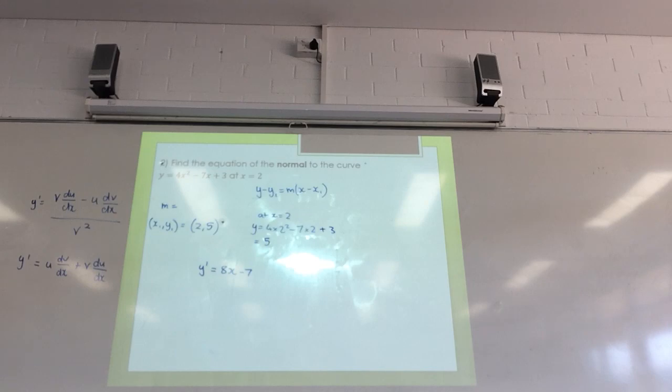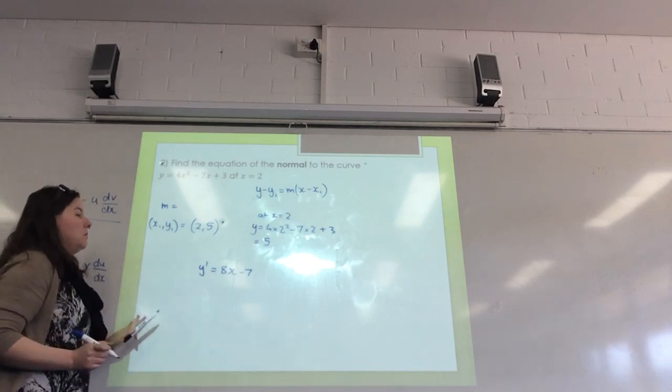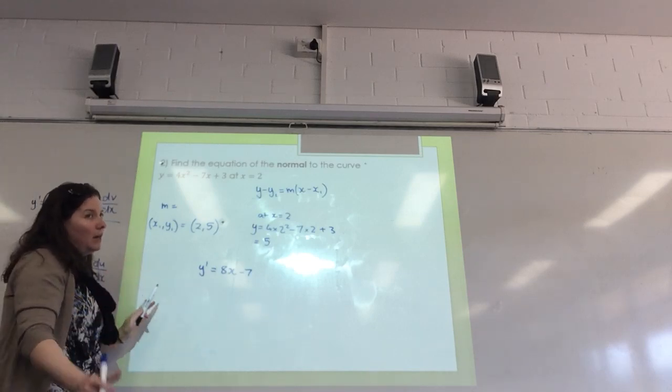Either is fine. My preference would be, if I've got a fractional gradient, I'll multiply and I'll end up with general form. If I've got an integer, a whole number gradient, then I would just expand and get gradient-intercept form. But either will be fine always, unless the question specifies.